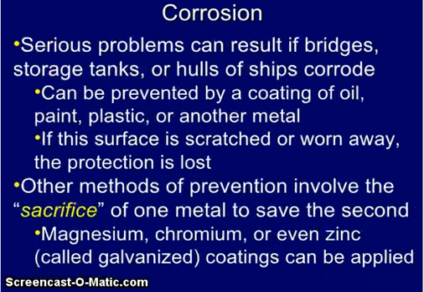Serious problems can result if bridges, storage tanks or the hull of a ship corrode. Corrosion can be prevented by a coating of oil, paint, plastic or another metal. If this surface is scratched or worn away, the protection is lost. Other methods of prevention involve sacrifice of one metal to save the second. Magnesium, chromium or even zinc, called a galvanized coating, can be applied.